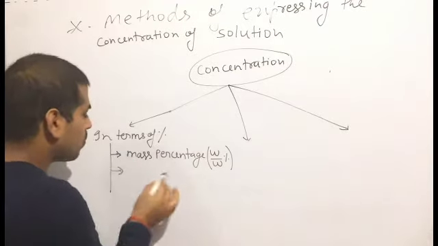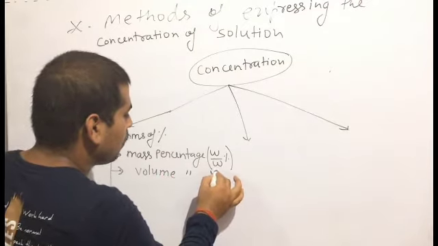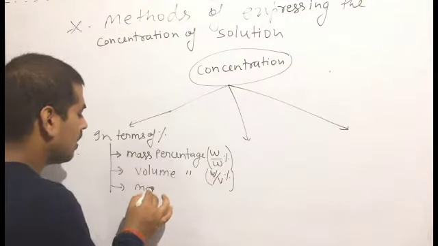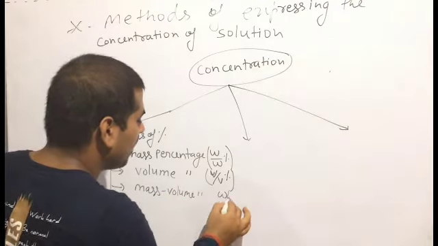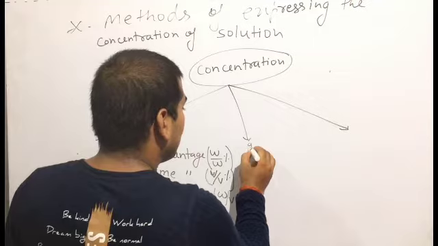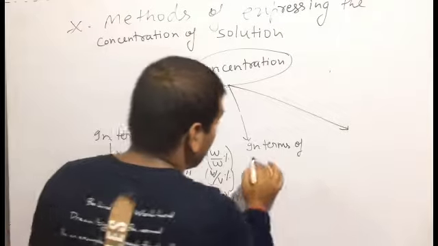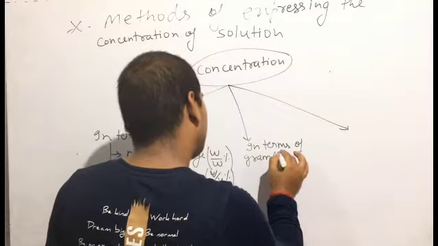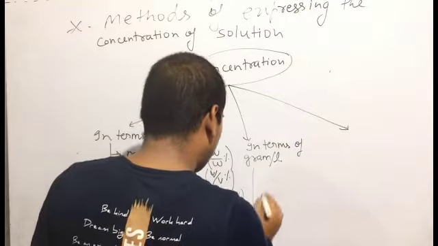Next one is volume percentage, means V by V percentage. Next one is mass volume percentage, means W by V percentage. Now other type is in terms of gram per liter, concentration or strength in gram per liter.